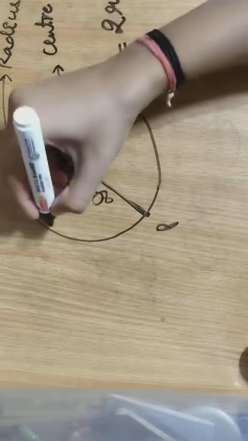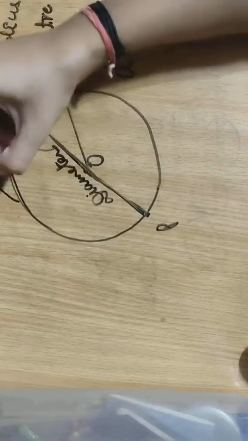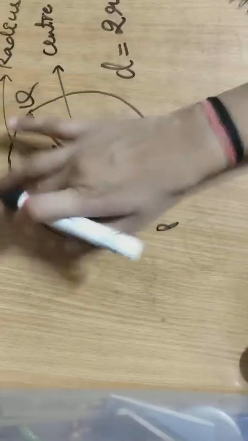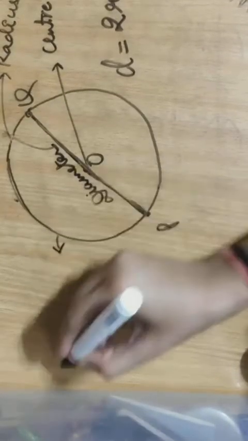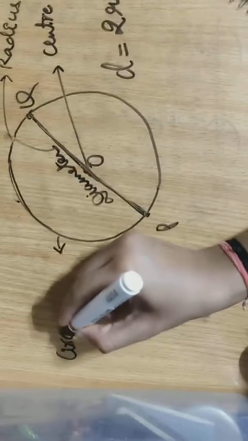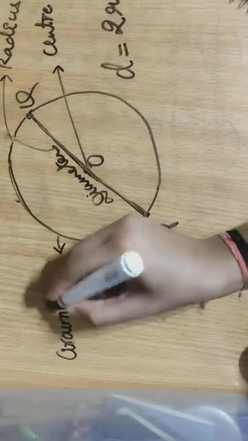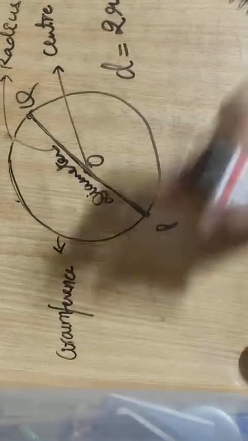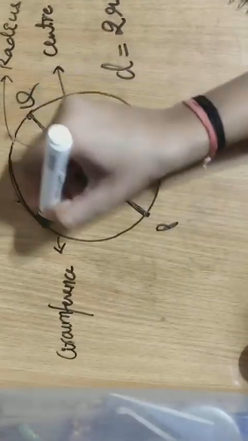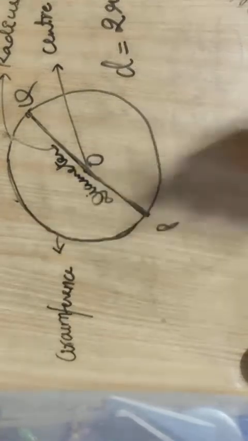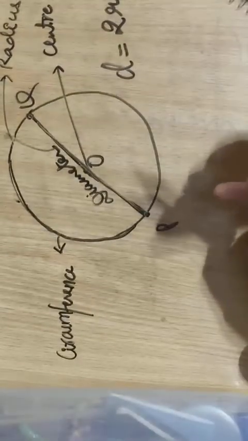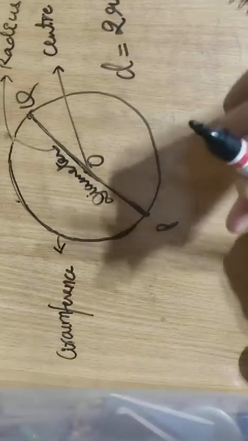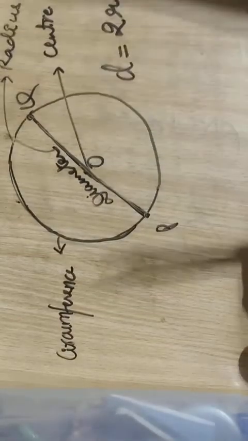Okay, now the boundary of the circle is known as circumference. Okay, so this is known as circumference. This boundary of the circle is known as circumference. Next point over here is chord. Okay, so we'll take another figure for this chord.